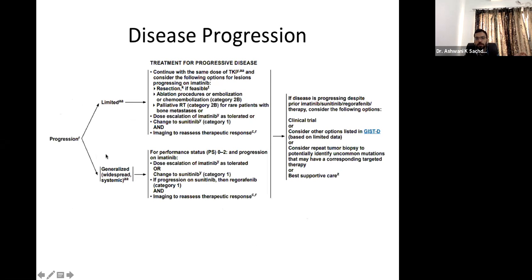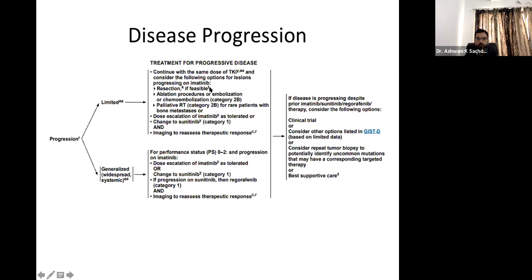So if there is progressive disease and it is limited to some sites, then continue with the same dose of TKI with either one of the following: resection if feasible, ablation of the tumor, embolization or chemoembolization in case of liver-only tumors, or palliative RT in case of bony mets.